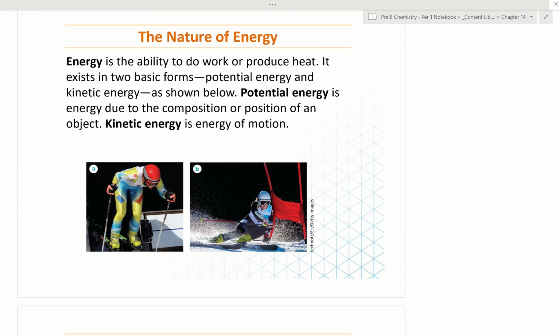All right, so the nature of energy. Energy is the ability to do work or produce heat. You should have learned that in middle school. And it exists in two basic forms, potential energy and kinetic energy. So it either has the potential to move or it is moving. And all energy is a transfer between those two phases. So because energy can't be created or destroyed, if something is losing kinetic energy, it's gaining potential energy and vice versa.